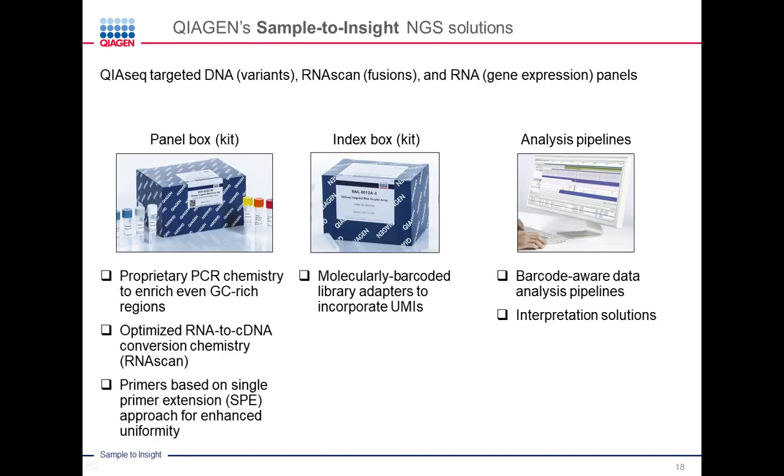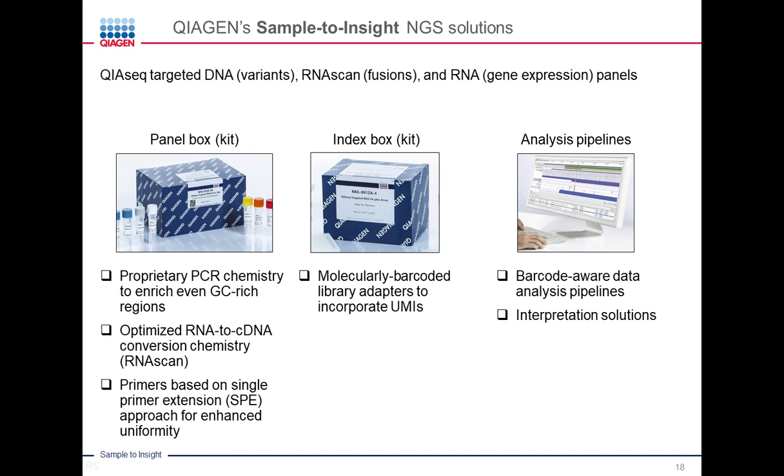Now, the solution, or the approach that we've built for TMB analysis and pan-biomarker analysis in different types of cancers is a sample to insight approach, in the sense that we've taken not only the chemistry but also the necessary bioinformatics tools to allow you to analyze all of that data coming out of the panel, and we package them into one solution. So if you look at the elements that are required for TMB analysis, for instance, you need the TMB panel itself, which contains the proprietary PCR chemistry to enrich even GC-rich regions, and primers that are based on a single primer extension approach for enhanced uniformity.